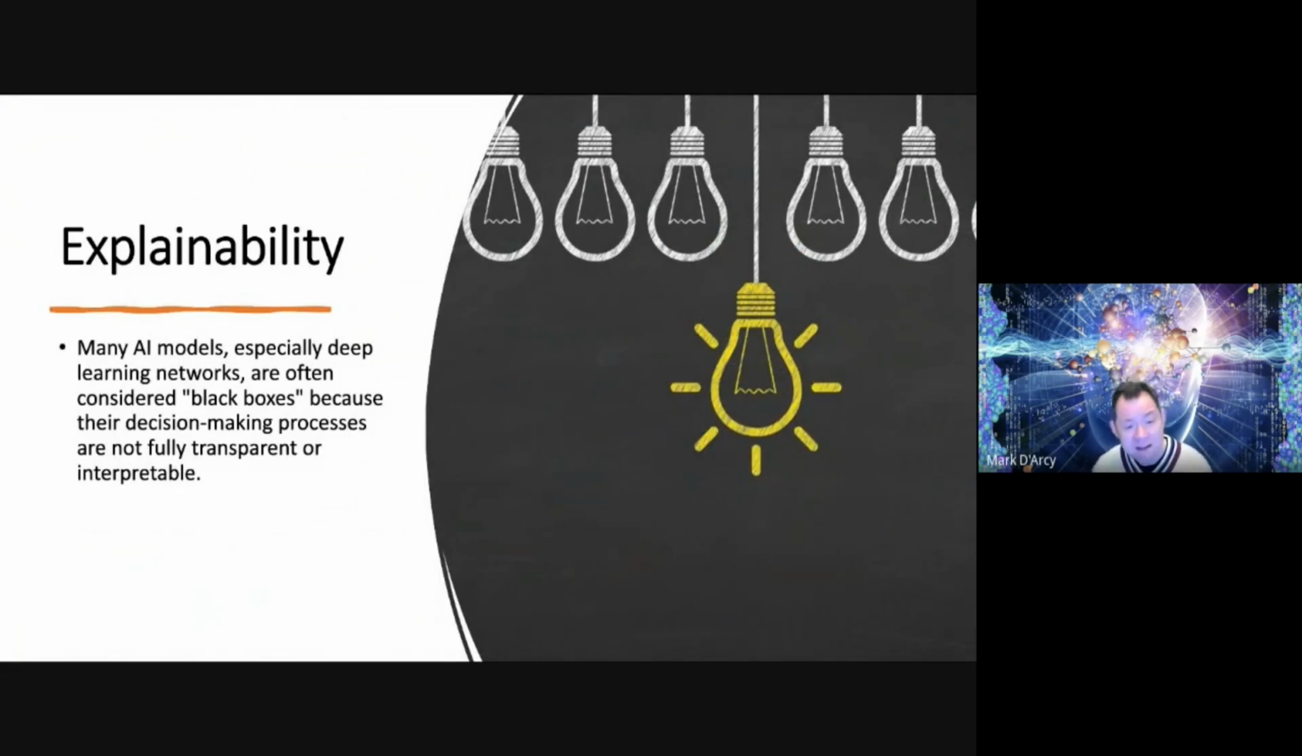Explainability. Many AI models, especially deep learning networks, are often considered black boxes because their decision-making processes are not fully transparent or interpretable. Basically, many of them rewrite their own software as they go along, meaning that very soon after their release, they are doing things, saying things, behaving in certain ways that no human programmed or can explain.